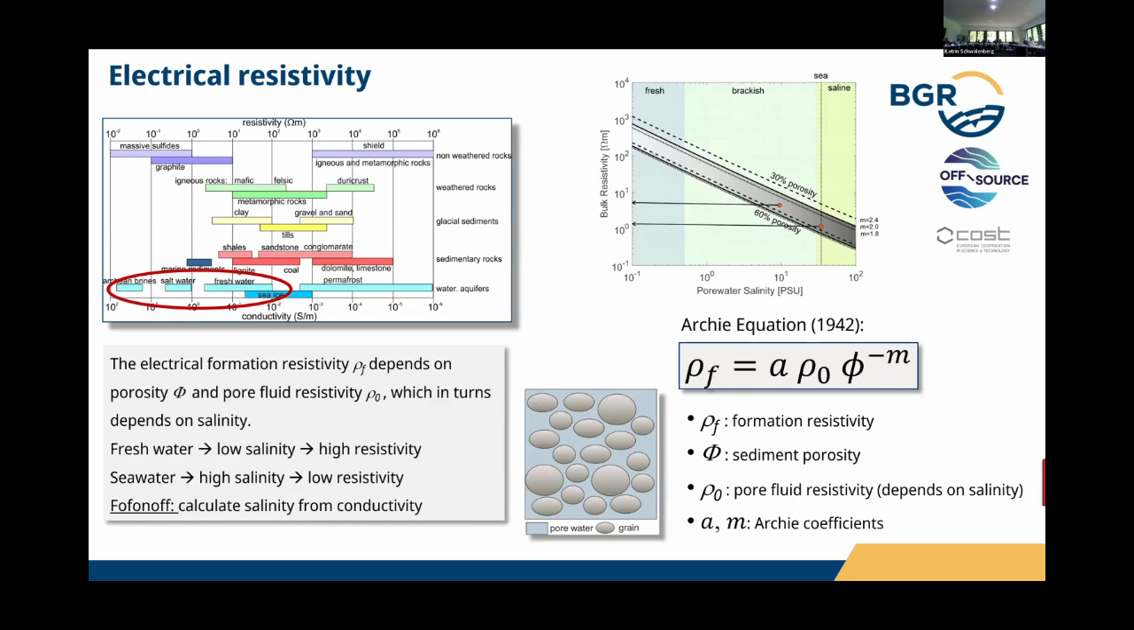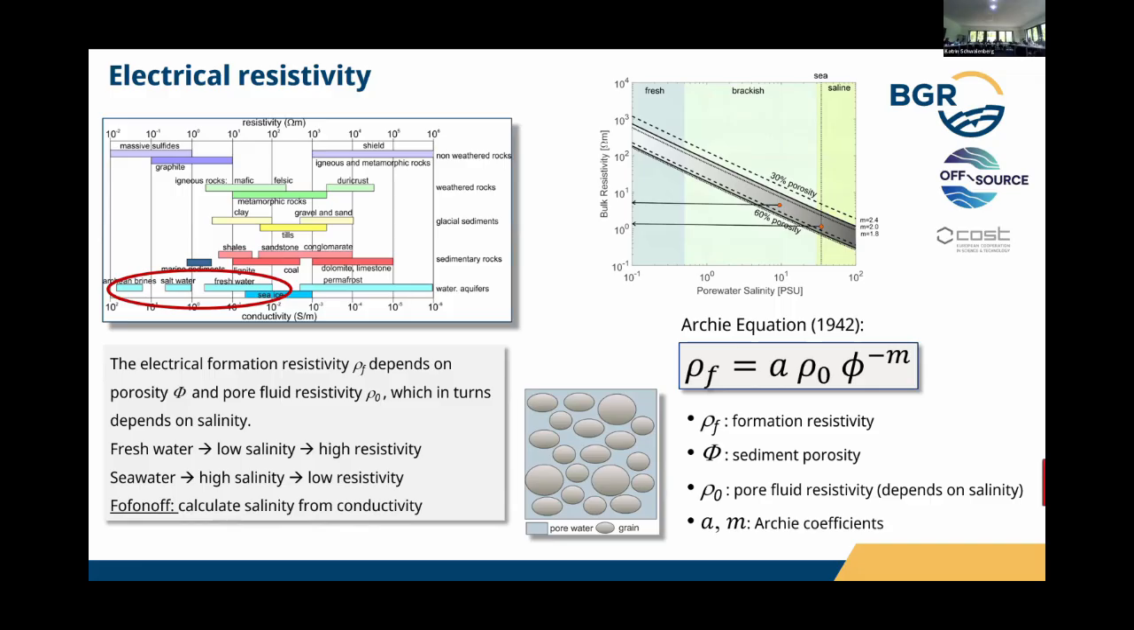And that is what we can show with such a figure. We have here the pore water salinity ranges in practical salinity units, and the formation resistivity here. And here we have it for saline, brackish, and freshwater salinities. And these are Archie's law relations for different cementation factors and for different porosity values. How we can use that, we'll probably see later.